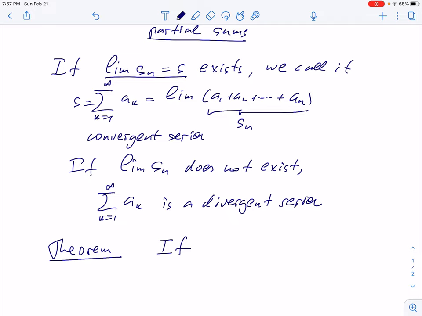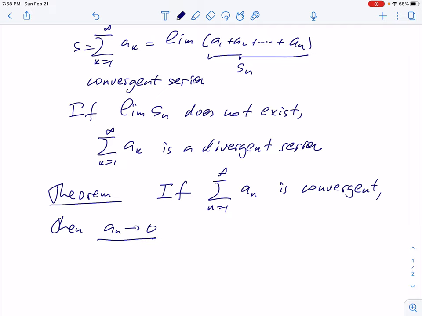If this series, I shall write index n now, the sum of A sub n from n equals 1 to infinity, is convergent, then the general term A sub n has limit 0. The general term is a convergent sequence with limit 0. And the proof is very simple.